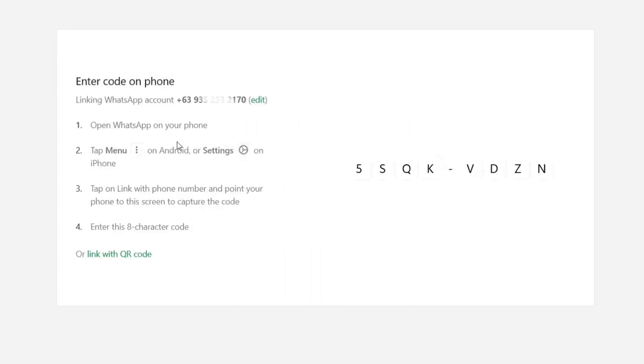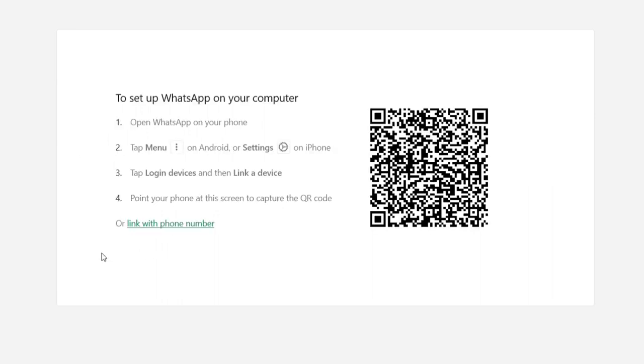So let me just click on next right here, and then enter the code in your phone, so linking WhatsApp account. You just have to make sure that your phone number is correct, so you'd be able to receive the code. So you just type it out right here in these boxes. Or you also have the choice to link with the QR code to set up WhatsApp on your computer.